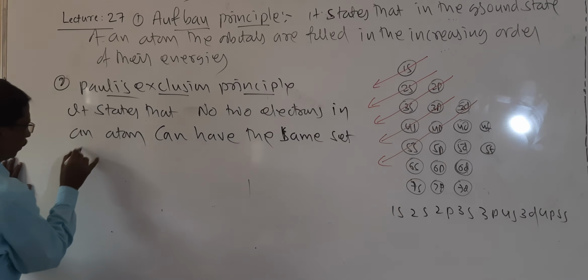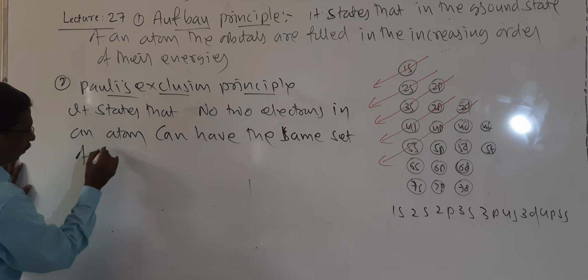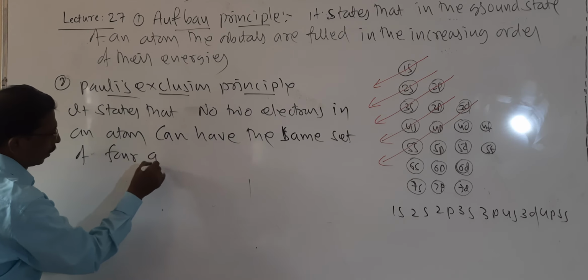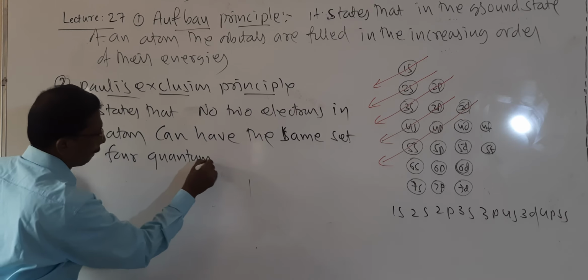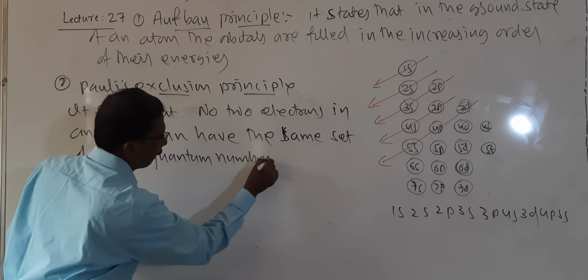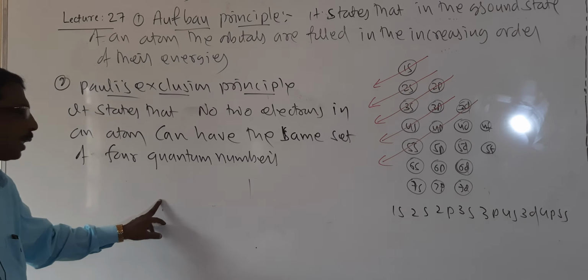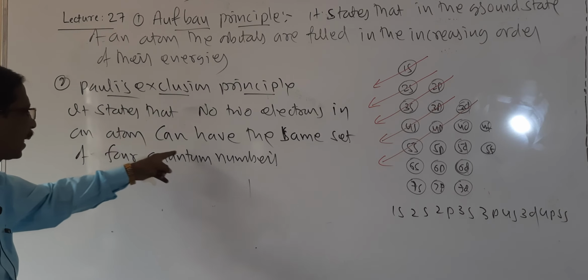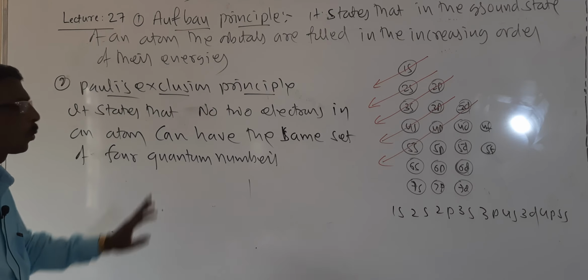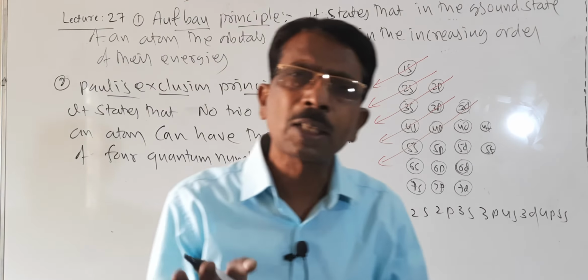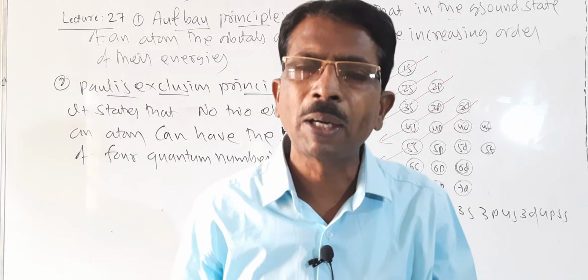The same set of four quantum numbers. It means no two electrons in an atom can have the same set of four quantum numbers. Means the two electrons do not have all four quantum number values the same.